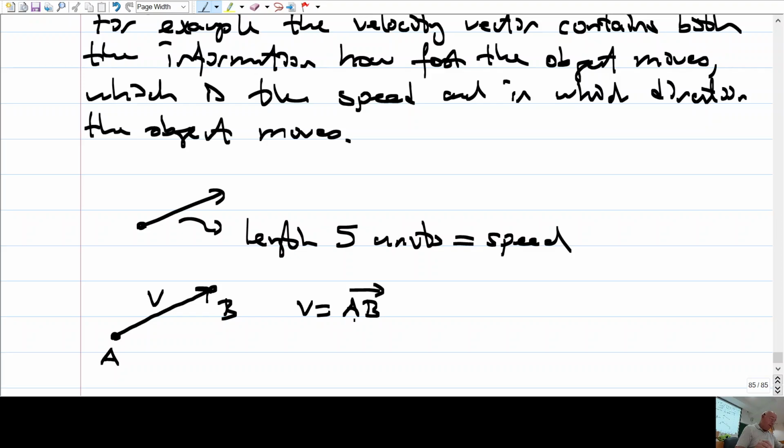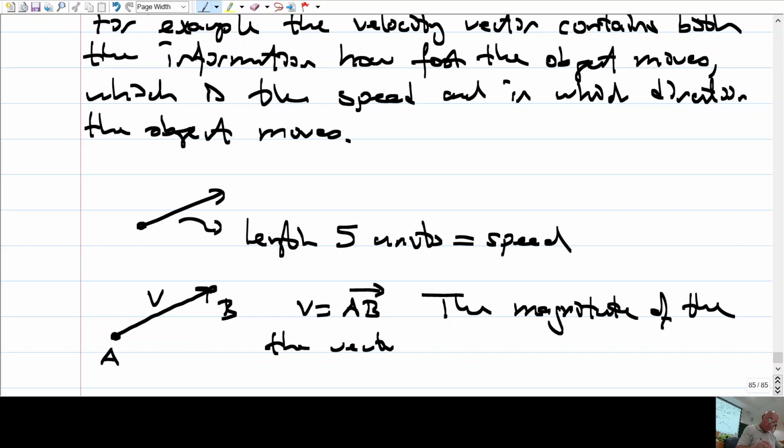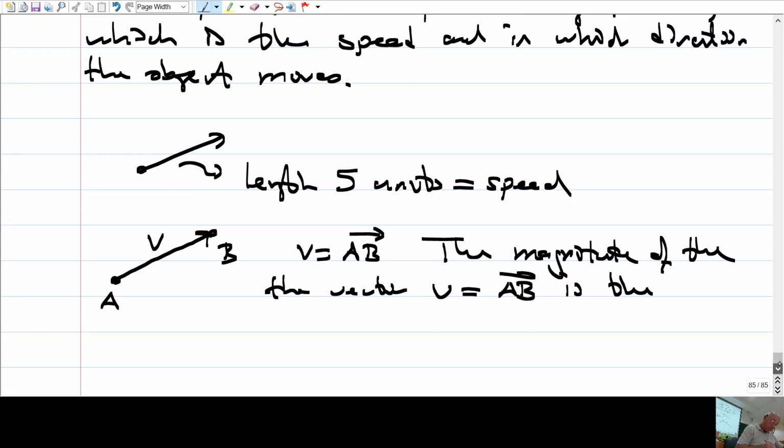Okay. The magnitude of the vector V is the length, is the distance from A to B. So it is just the length of this line segment. Okay, all right.